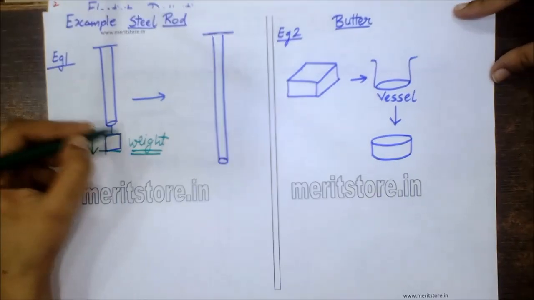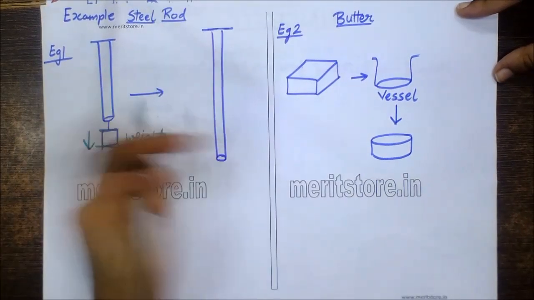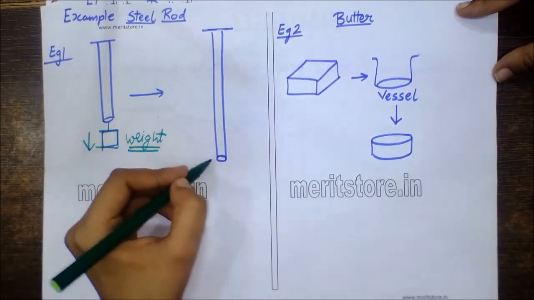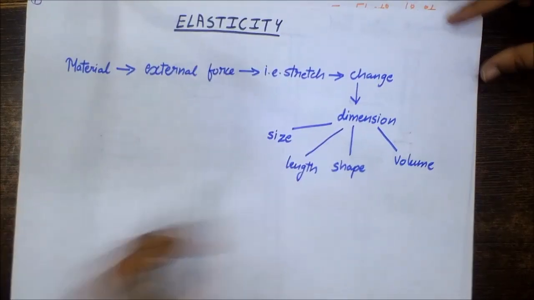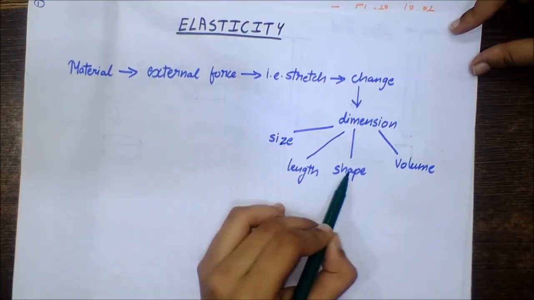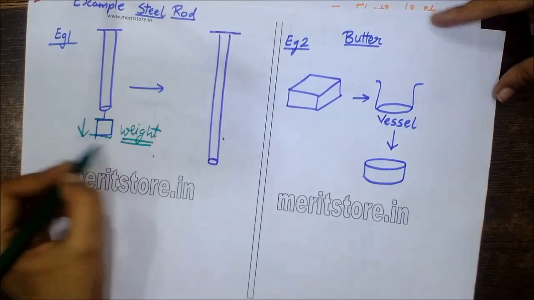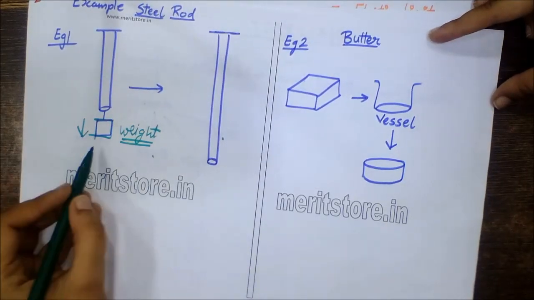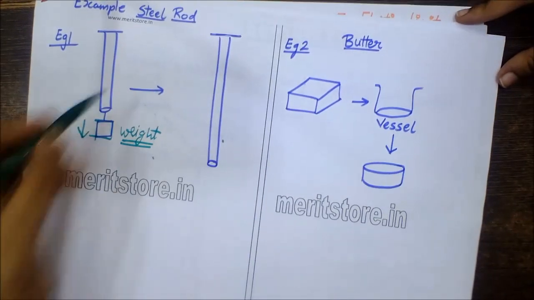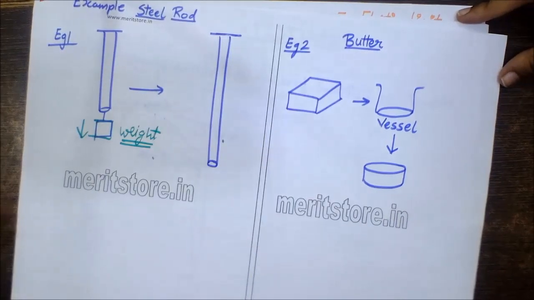Due to this force, the material will change. The dimensions of the material will change. What do you mean by dimensions of the material? The size, shape, length, volume, all these properties of a material will change when some external force is applied to it. This external force can be of any form. So this is my material and it has changed.